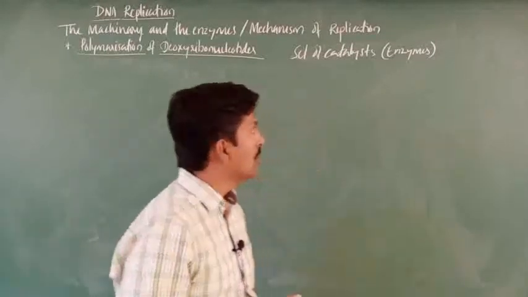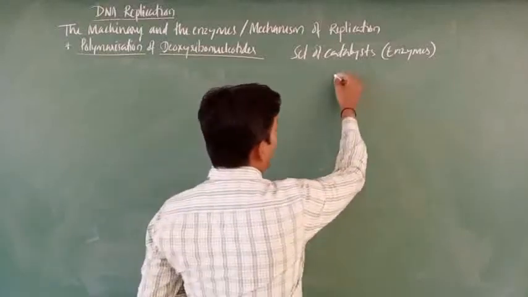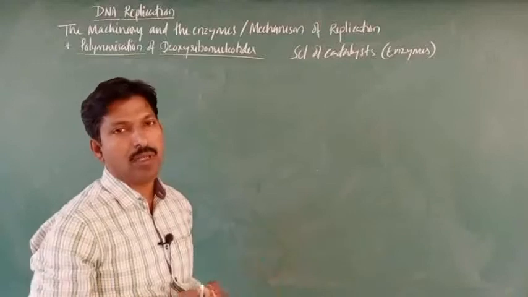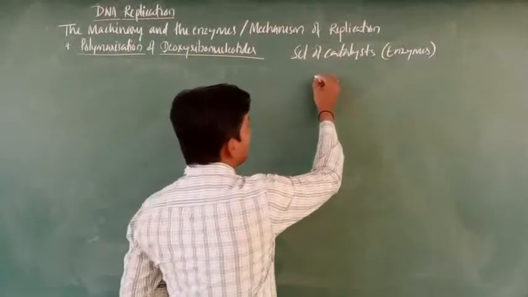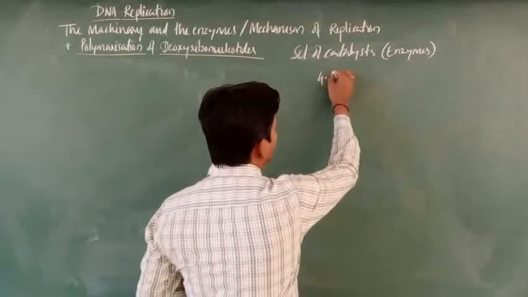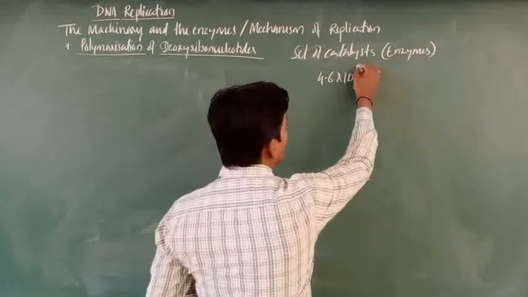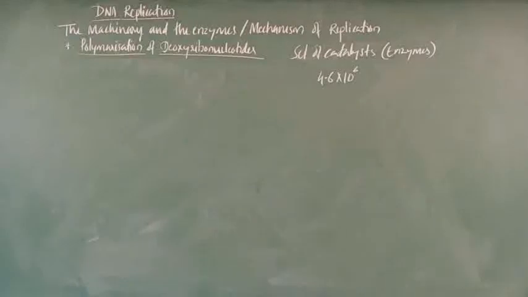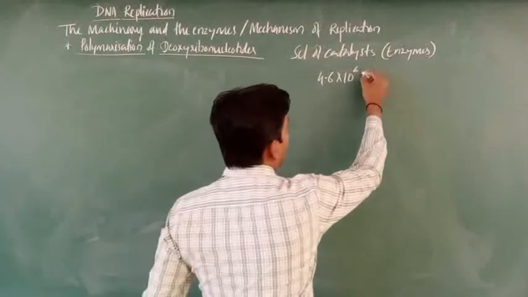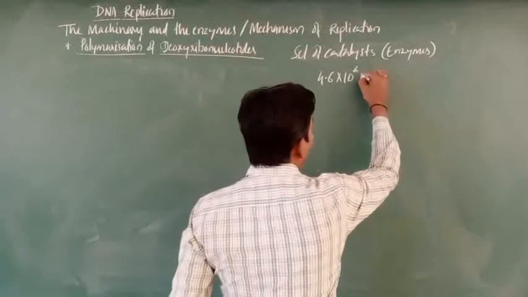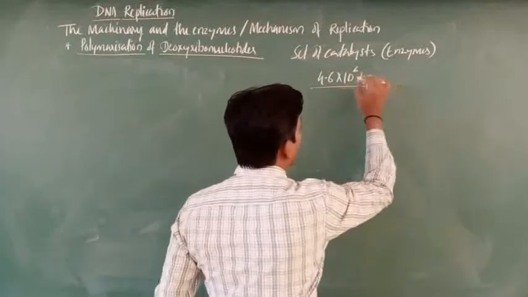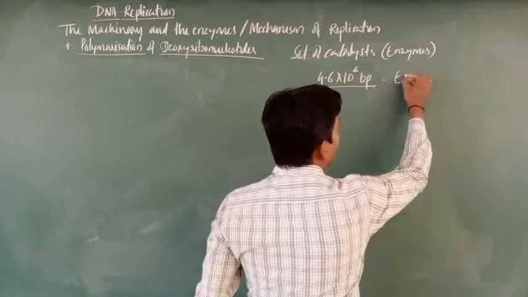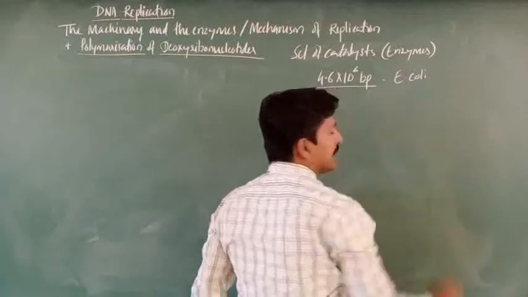So as we know, in E. coli there are nitrogen bases. How many nitrogen bases are there in that elongated DNA? That is 4.6 into 10 raised to 6 base pairs, right? So this is the 4.6 into 10 raised to 6 in E. coli bacteria, right?